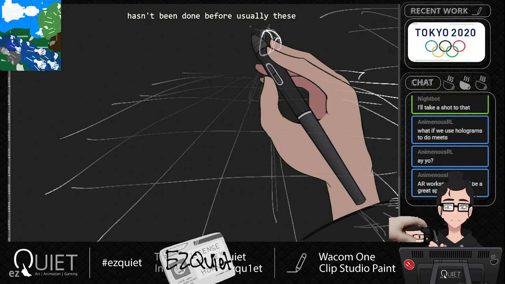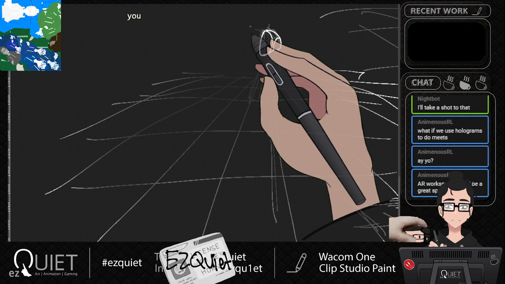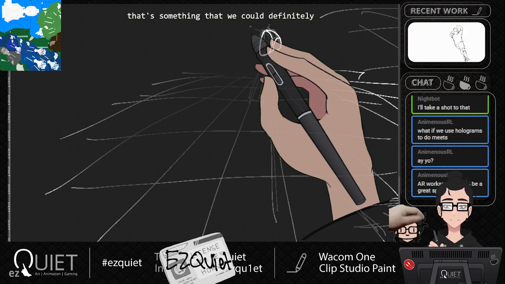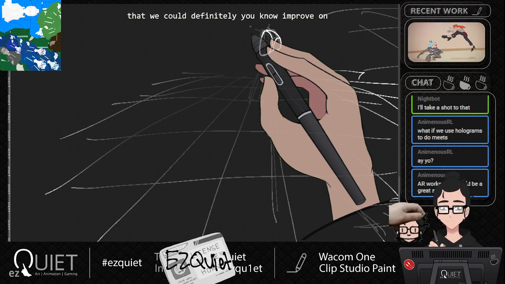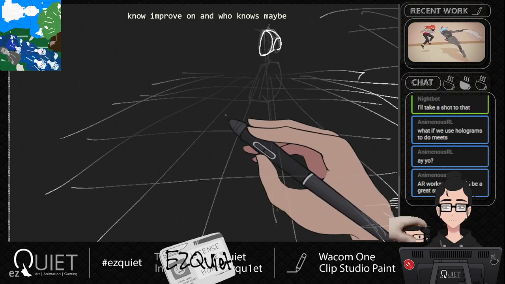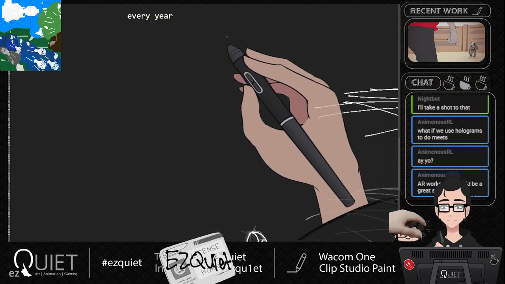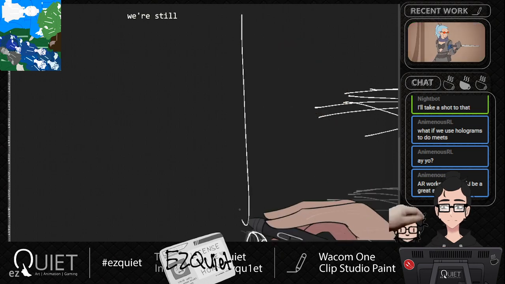Usually these AR experiences are very short and they don't rely on remembering where you last left off. And I think that's something we could definitely tap into, you know? That's something that we could definitely improve on. And who knows, maybe 2023 is the year, guys. We say it every year that it's gonna get better, but it's still a thing that's happening.